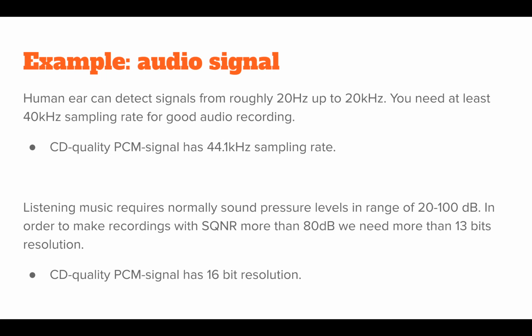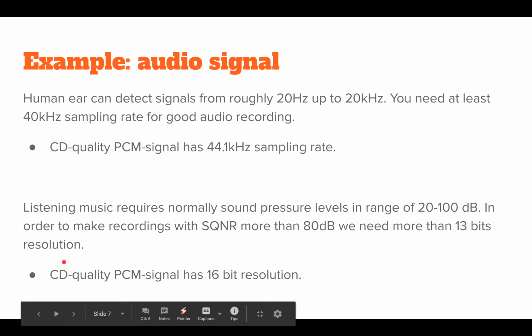An example on that one. Audio signal: the human ear can detect signals roughly between 20 Hz and 20 kilohertz. That means that Shannon says you need at least twice the highest frequency, so a 40 kilohertz sampling rate for good audio recording. So it's not a coincidence that old-fashioned CD quality PCM, pulse code modulated signal, has this 44.1 kilohertz sampling rate. It can be higher, and modern recordings have higher sampling rates, but for different reasons. Basically, with a higher sampling rate you can pack the bits a little bit more efficiently.